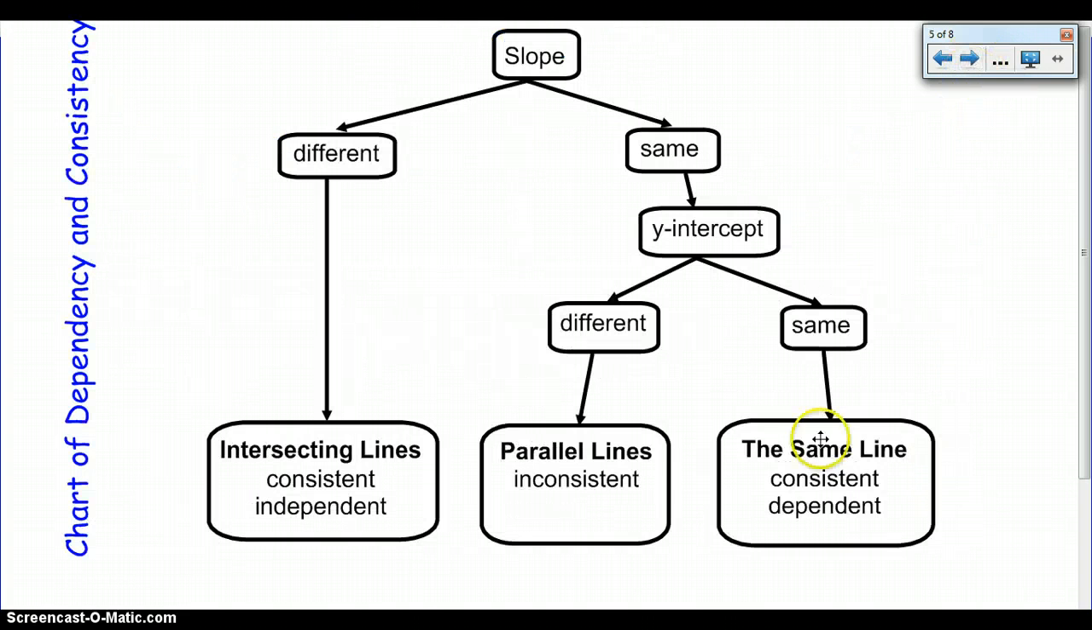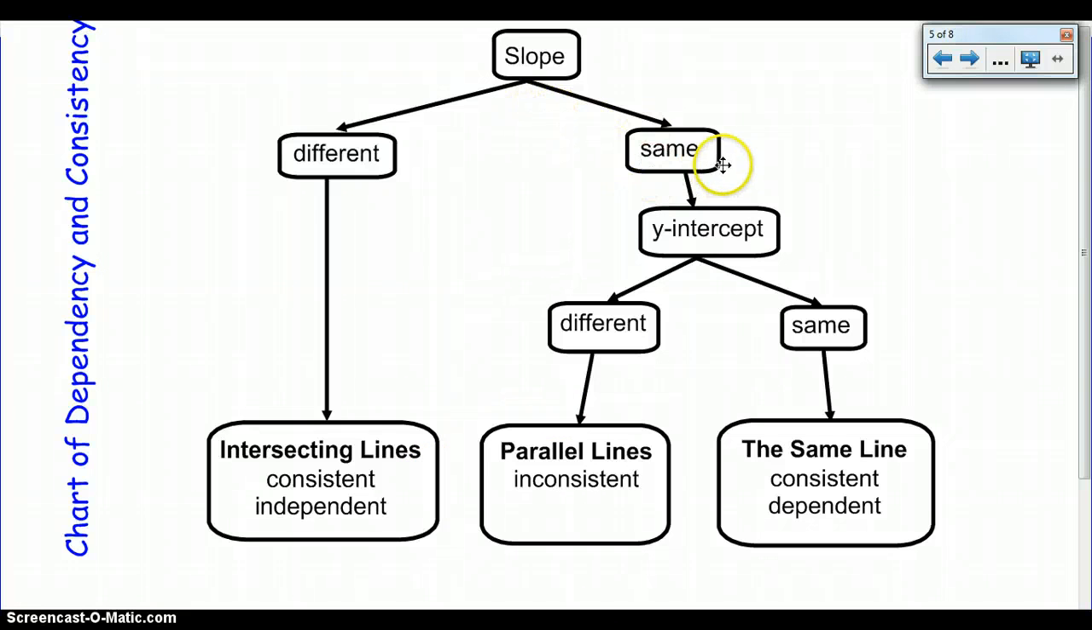All right, let's take a look at a different way to approach the same thoughts as the previous slide. It's a little flow chart for us. If you look at the slope, if they're different, then the lines have to intersect. Therefore, they'd be consistent and, of course, independent as well.